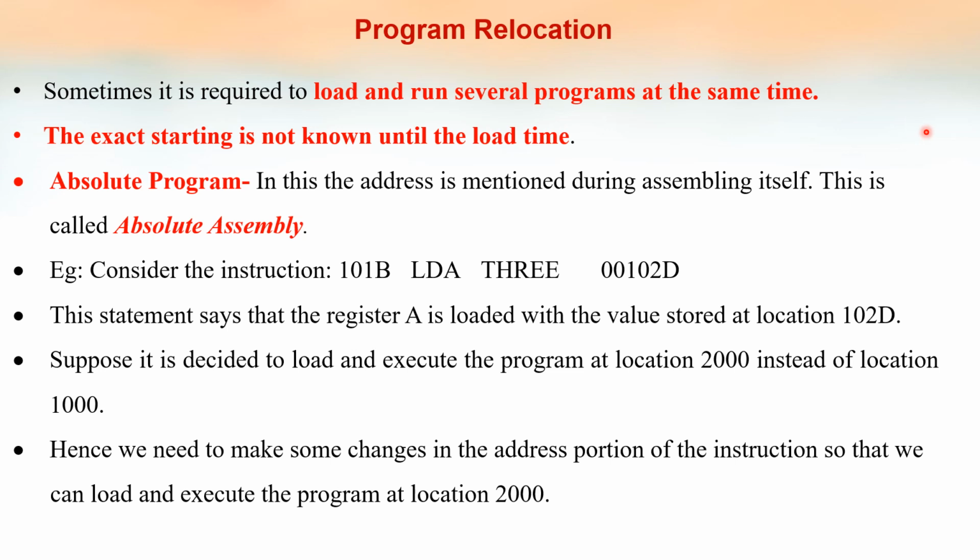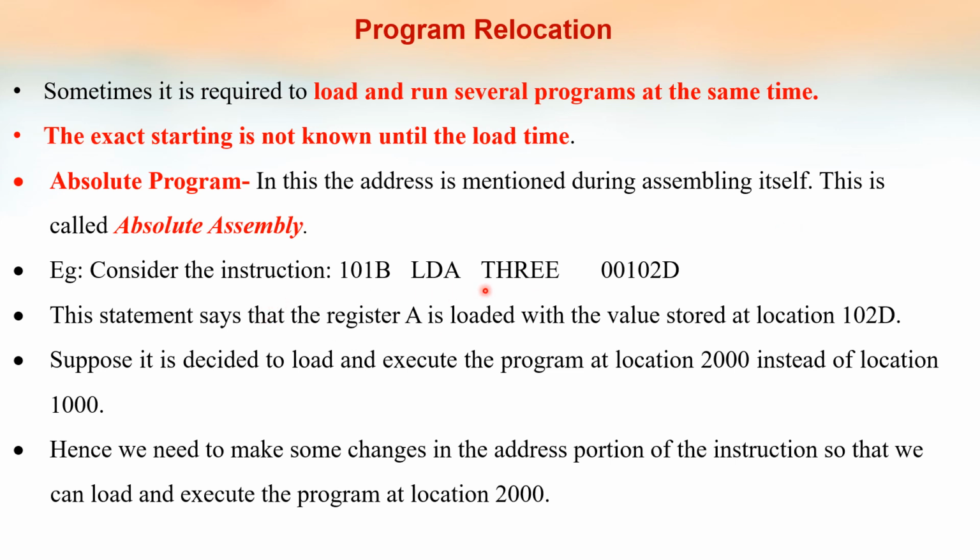Sometimes the memory may not be free. The location 1000 may not be free because we have to run several programs at the same time. So if this starting address 1000 is not free, it will load into some other location. An absolute program means the address is mentioned during assembly itself. For example, the starting address is mentioned in the assembly itself.